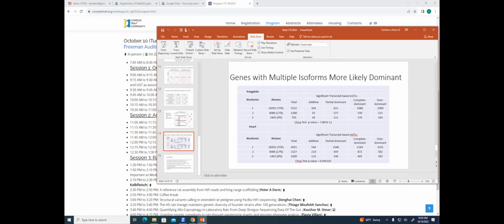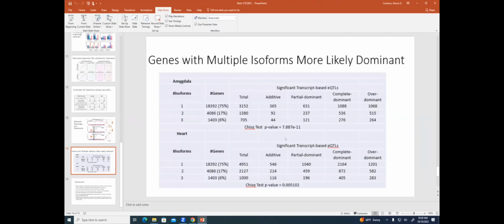So if you then classify genes according to how many alternate isoforms they actually have, basically the majority of genes in this annotation of the rat genome, which was version 3 point something, 3/4 only have 1 isoform, so you obviously aren't going to be able to see anything. About 17% have 2 isoforms and 6% have 3. If you look for the enrichment of dominance with how many isoforms you have, we get significant enrichment, particularly in the amygdala.